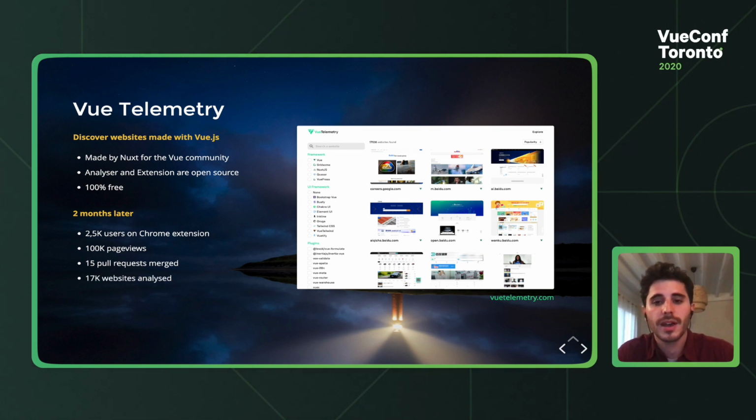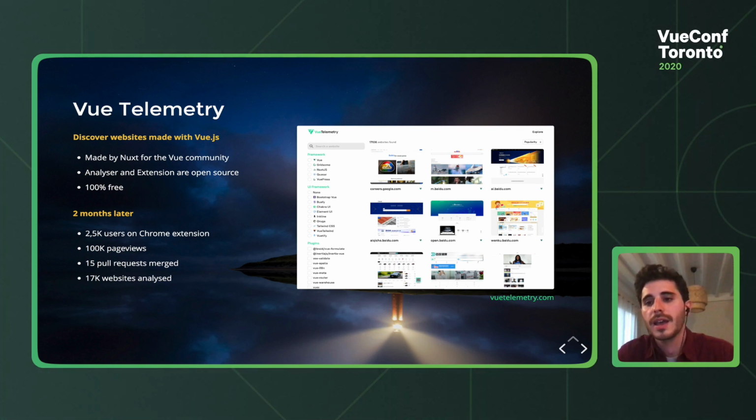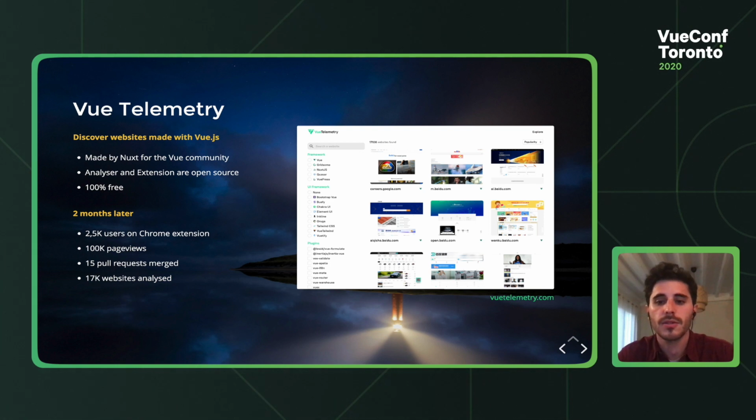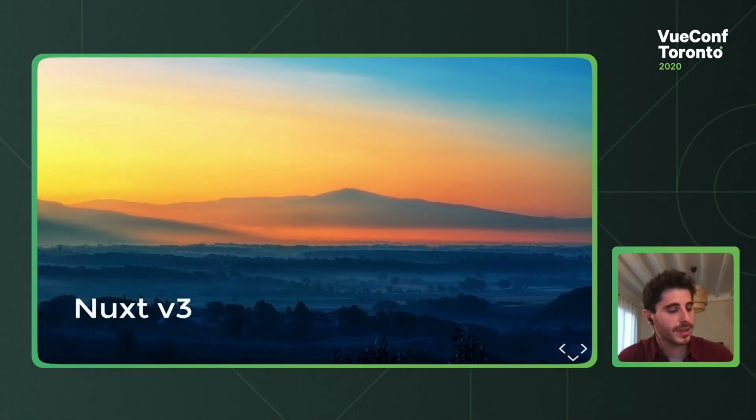And lastly, we now have 17,000 websites analyzed and listed. And we also added the filter, the sorting by popularity, so you can see the top websites sorted by Alexa rank. That's it for Vue Telemetry, and now I need to drink before talking about Nuxt 3.